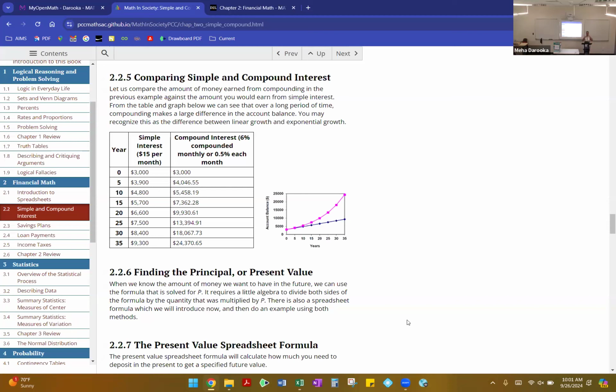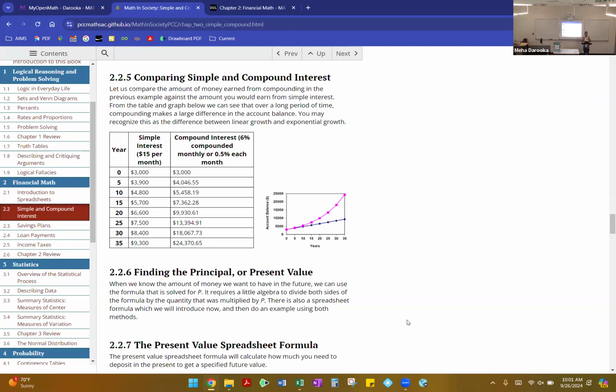But then look at the compound interest side. Remember, this was where we take the 6% divided by 12, since we are compounding the interest monthly. And as you can see by that calculation, we come out to an interest rate of 0.5% each month, right? So you're not actually earning a constant $15 monthly interest. You're actually earning a percentage. So that's going to be 0.5%.